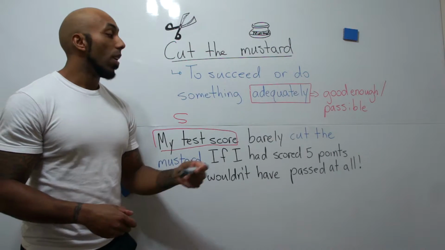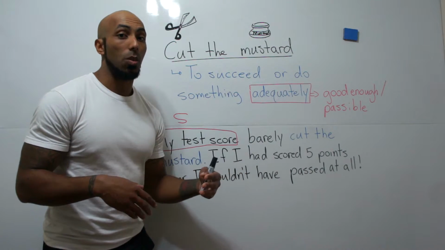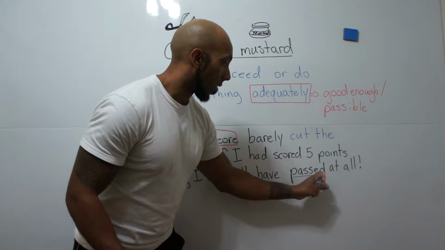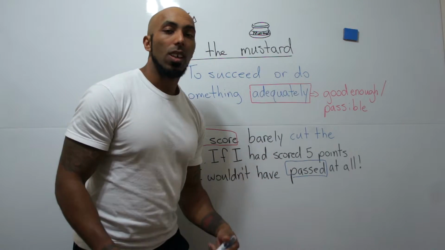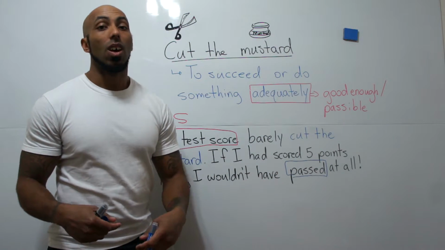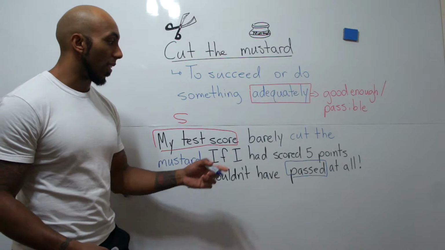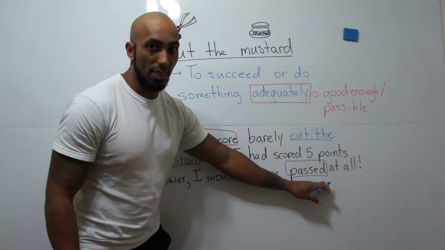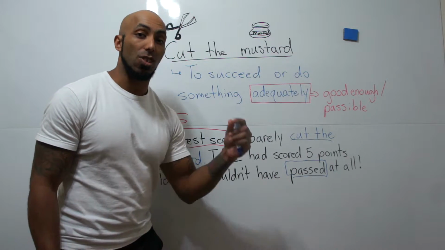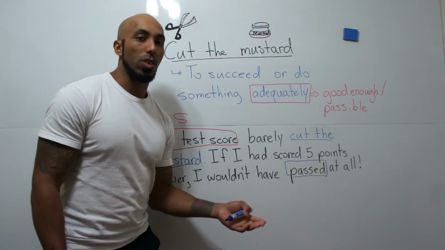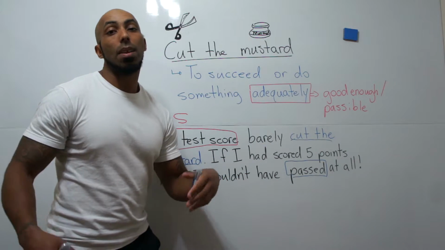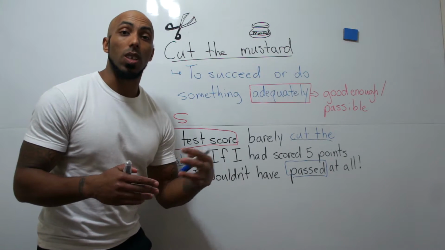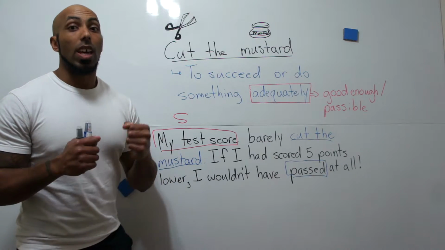Okay. So we know that this test score cut the mustard because the person or the speaker passed something. Now this thing that they passed could have been a test, it could have been a class, whatever, it doesn't matter. We know that they cut the mustard or they succeeded because they've passed the test. So if it's the test that they just barely passed, that means 5 points lower and they would have failed the test and maybe had to have taken it again. Or if it's a class, maybe this was a test that they really needed to pass in order to pass the class.